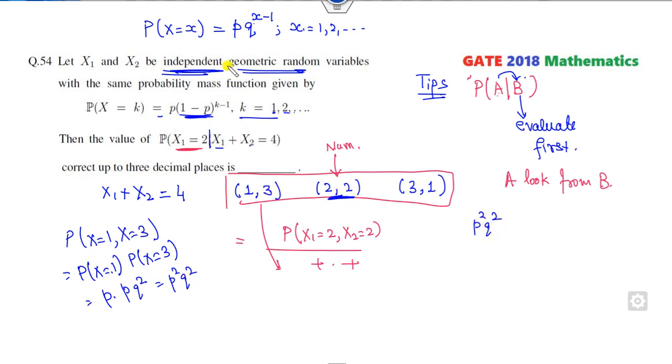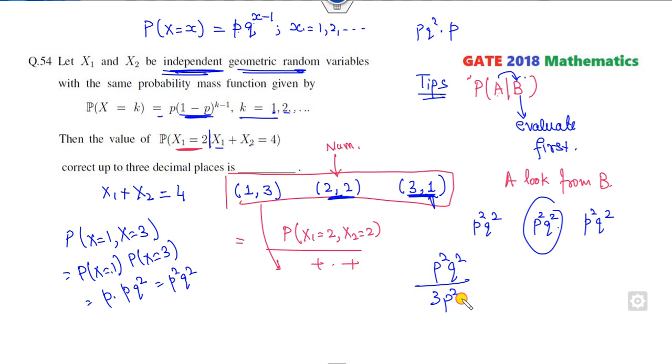When you substitute 2 comma 2, for 2 it's p q, and the second is also p q, so it's p squared q squared. For the third one, 3 gives p q squared, and when you take 1, it's only p, so that's p squared q squared. So what is the right answer? The numerator is p squared q squared divided by the sum, 3 p squared q squared. So the right answer is 1/3.